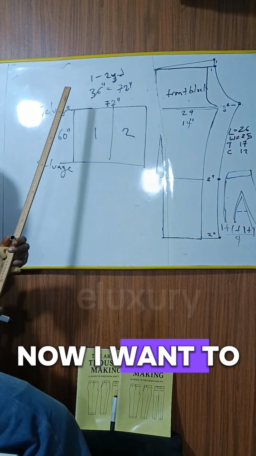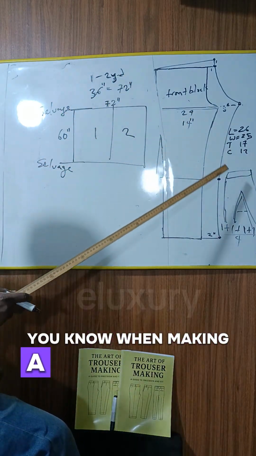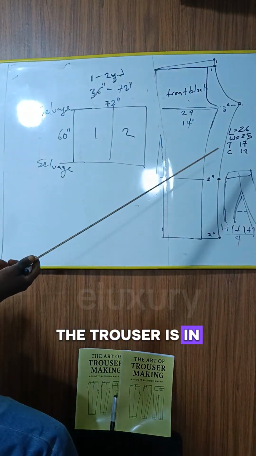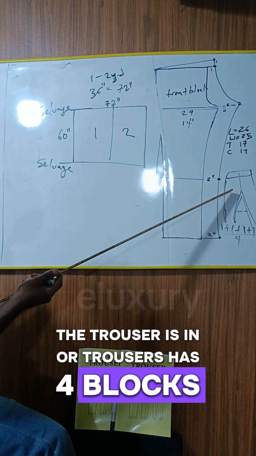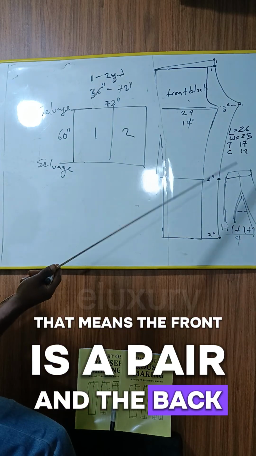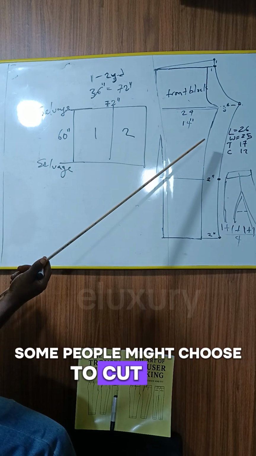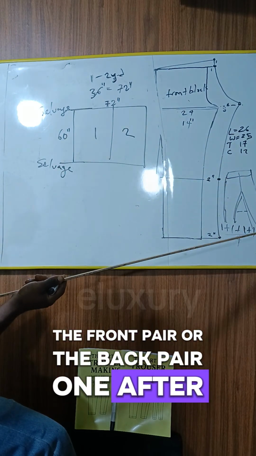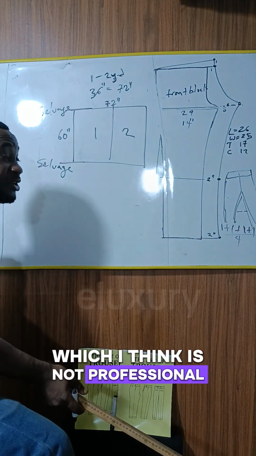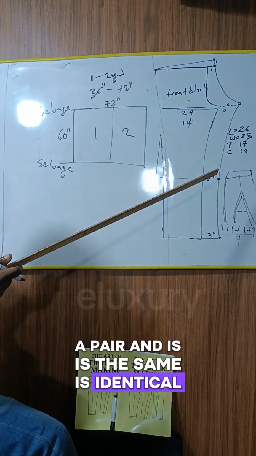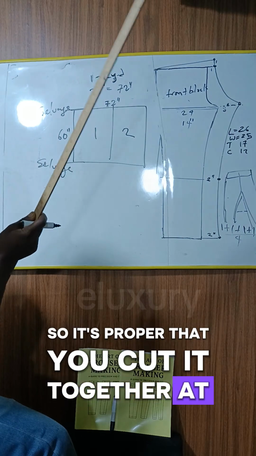Now, I want to explain something to you. When making a trouser, you have to understand that a trouser has four blocks. That means the front is a pair and the back is a pair, and the front pair is identical. Some people might choose to cut the front pair or the back pair one after the other, which I think is not professional. Since the front is a pair and identical, it's proper that you cut it together at the same time.